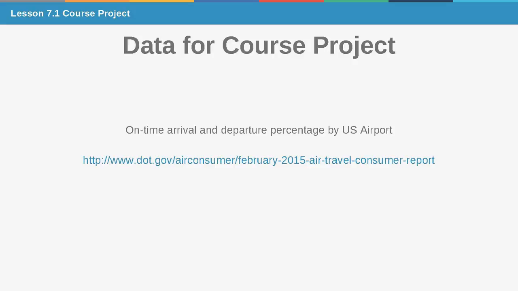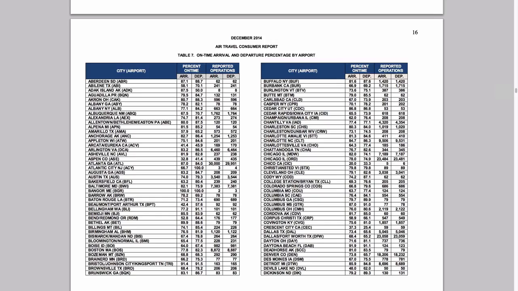To get started, we first need the data source for our project. The data is available from the Department of Transportation website in a PDF report. You can follow the link to go look at the data. If you scroll down to page 16, the report includes a list of U.S. airports. Each airport has the airport code, city and state, on-time arrival and departure percentage, and total operations or flights for both arrival and departures.